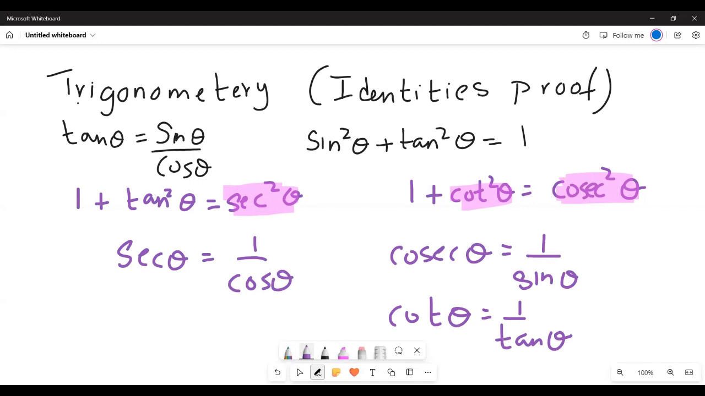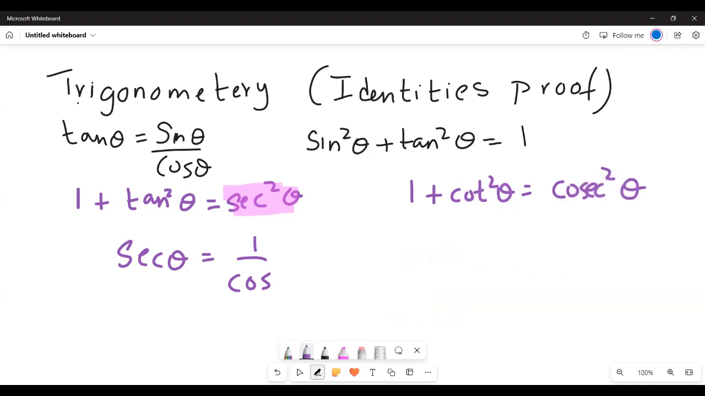All right. We've already proved identities in AS. We're going to prove some more in this lesson. And of course, we'll be using the two new identities we've learned, plus the old identities from AS.